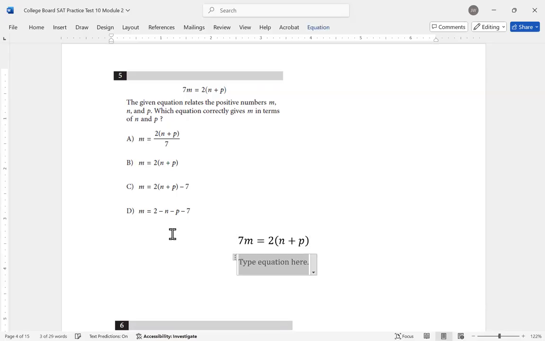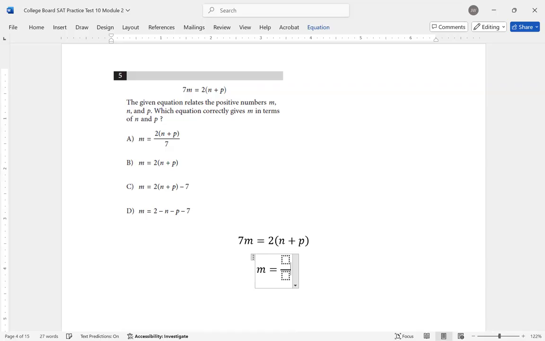All we have to do is divide both sides by 7. If I divide both sides by 7, I can write this in a number of different ways, but 2 times n plus p, all divided by 7, would be that equation solved for m. And so we can see in number 5 that the answer is A. So the answer to question 5 is A.